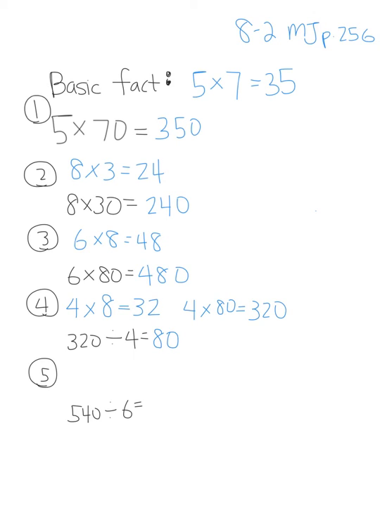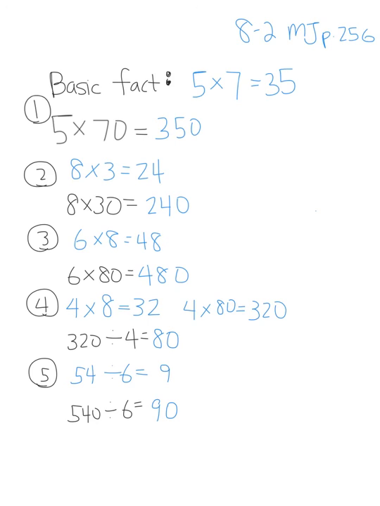Number 5 is also a division problem. Let's try to use a division fact as a basic fact to help us. So I can think, instead of 540 divided by 6, I can think of 54 divided by 6 is what number? And I know that that answer is 9. So from here, I can add a 0, and my answer would be 90.